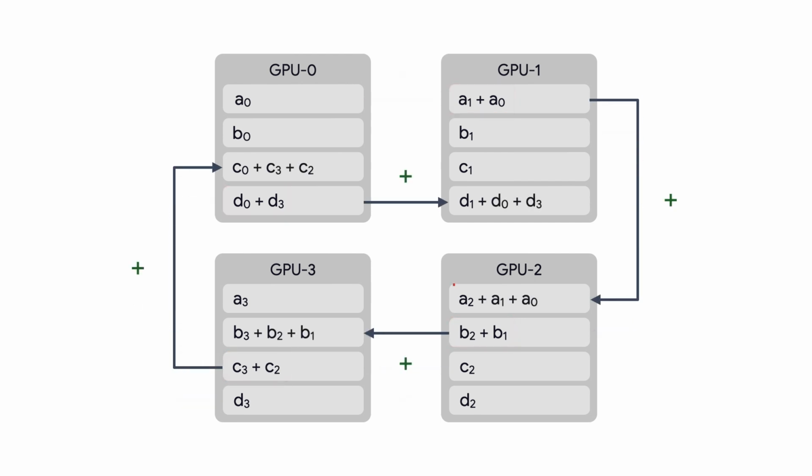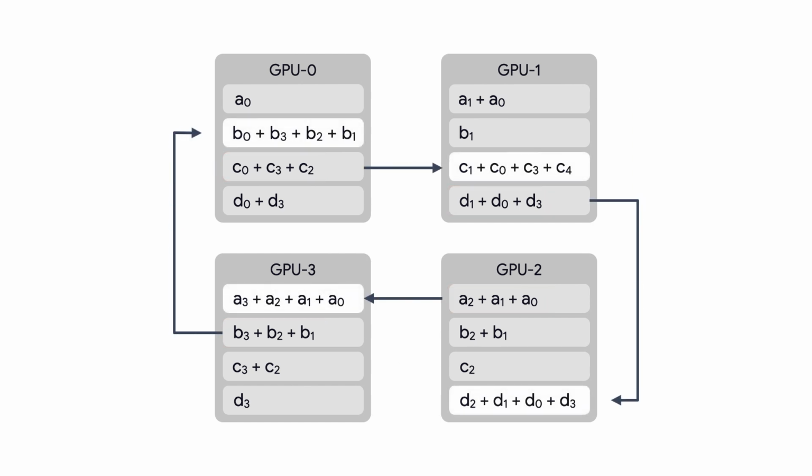GPU 1 sends the reduced A1 plus A0 to GPU 2. GPU 2 sends the reduced B2 plus B1 to GPU 3, and so on. One way to think about this is that the authoritative value for each block of gradients is just getting pushed around this ring. Now, at the end of the reduce-scatter phase, each GPU will have one fully reduced block of the original arrays, which means that we now have an authoritative summed value for A, B, C, and D, but it's distributed all over the place.